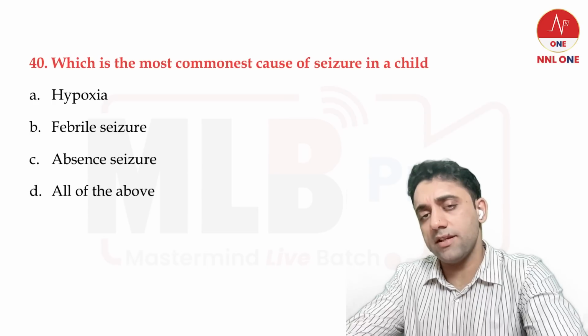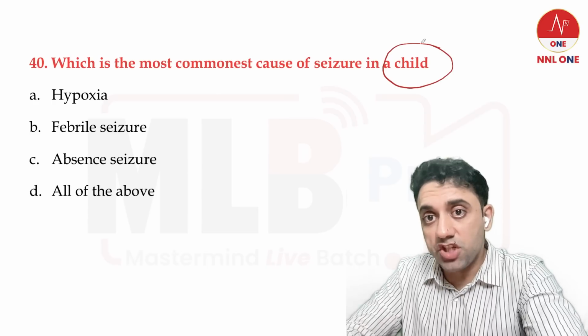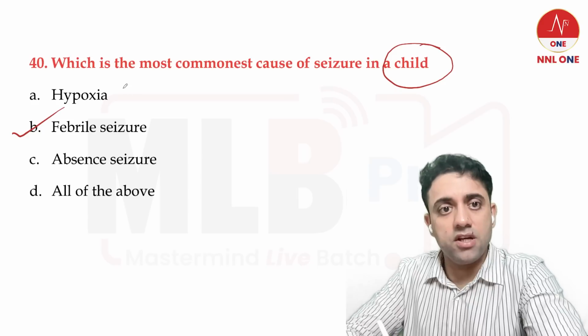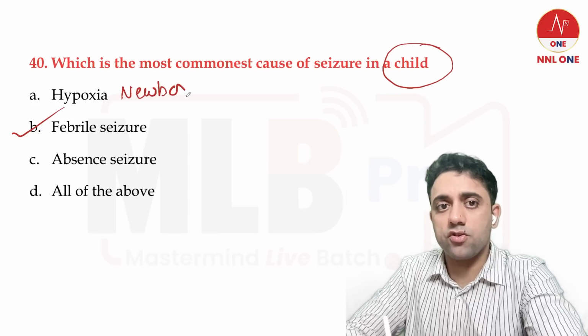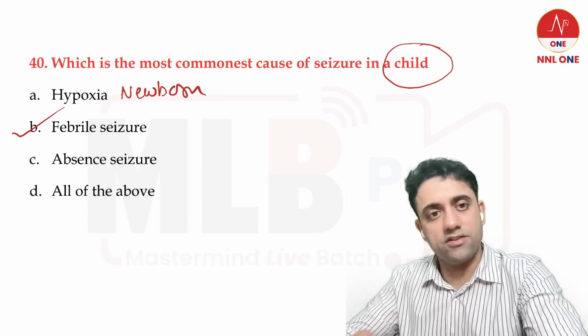Which is the most common cause of seizure in a child? In a child, it is febrile seizure. In a newborn, the most common cause is hypoxia. Okay, so yeah, that's it.